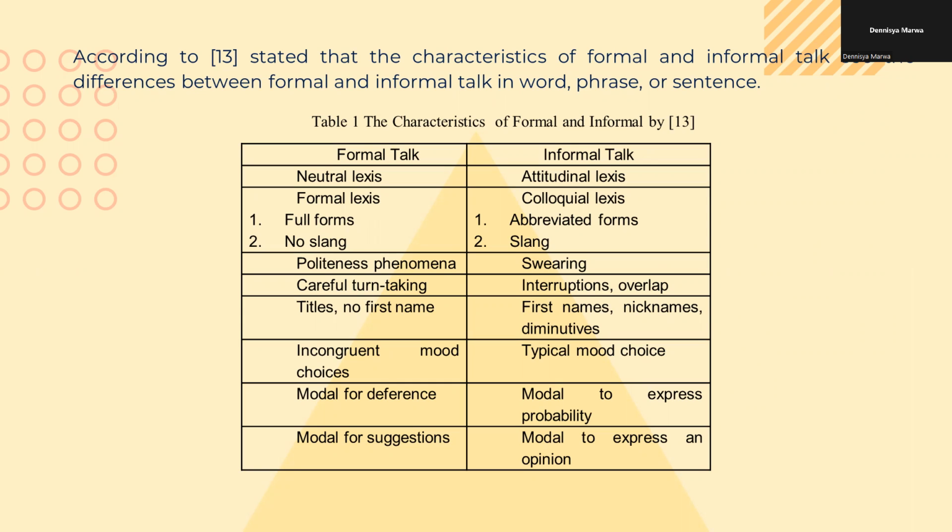And then the next one is informal talk. There are several characteristics. The first one, attitudinal axis, and then colloquial axis, and then swearing, then interruption overlap, and then first name, nicknames, diminutive, and then typical word choice, modal to express probability, and then modal to express an opinion.